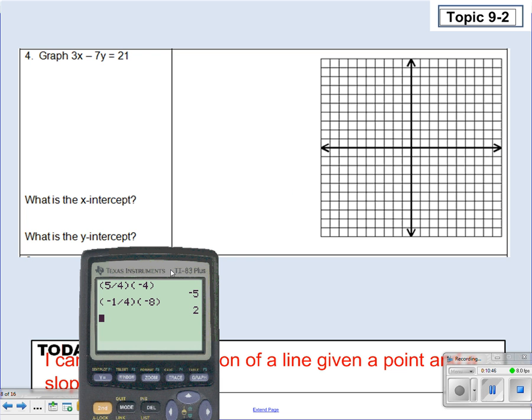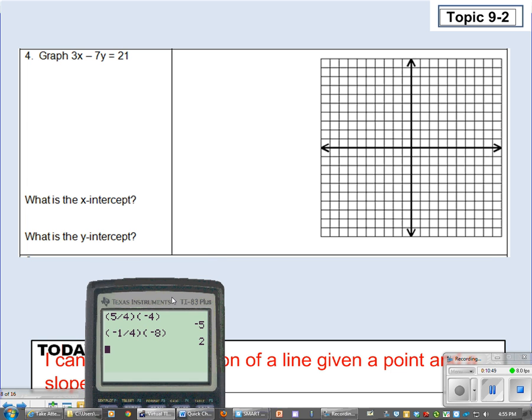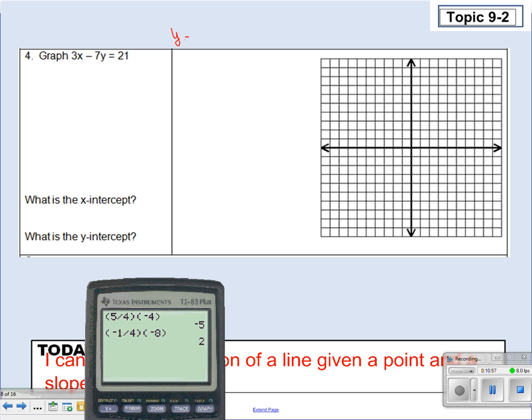Our last problem, we want to graph 3x minus 7y equals 21. So first we need to get it into y equals mx plus b form. So notice this time we weren't given a point and a slope, we were just given the equation, and now we're asked to come up with our x-intercept and our y-intercept. So we have 3x minus 7y equals 21. I want it in the form y equals blank x plus blank, so we can figure out what our m is and what our b is.